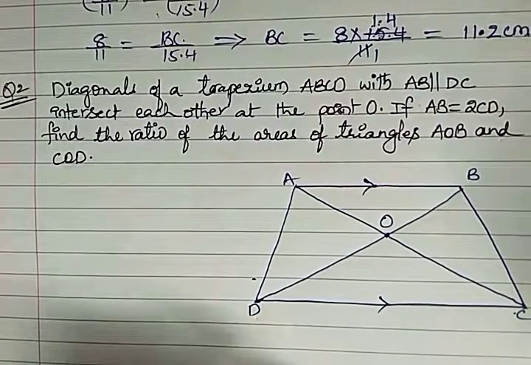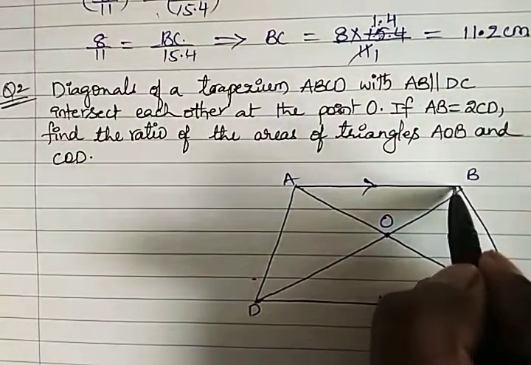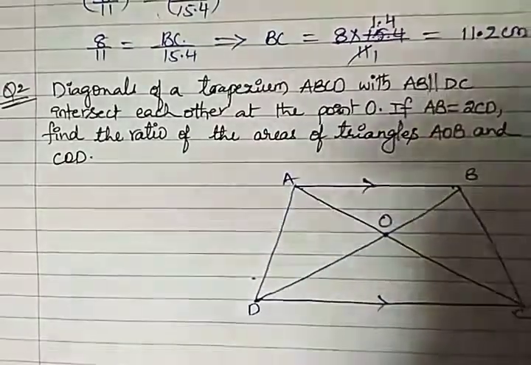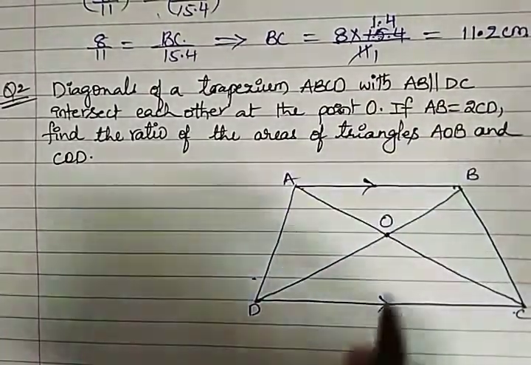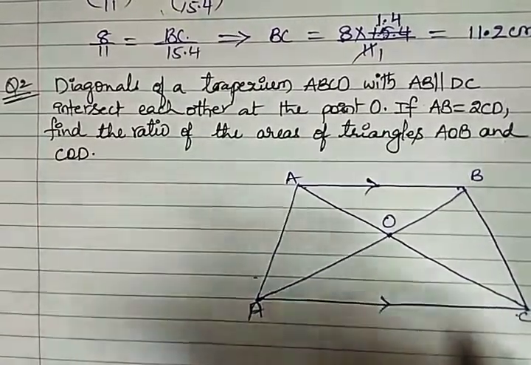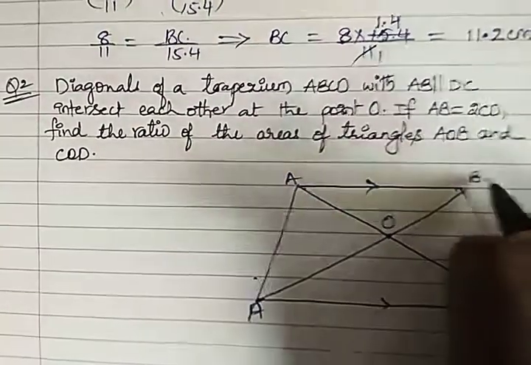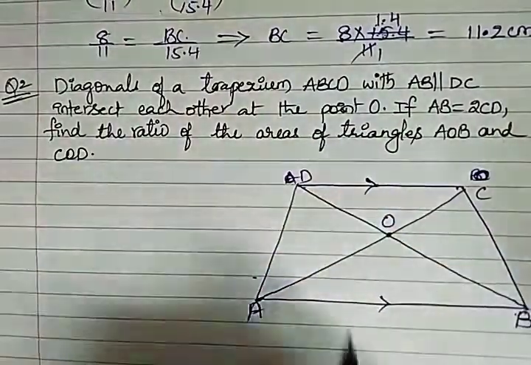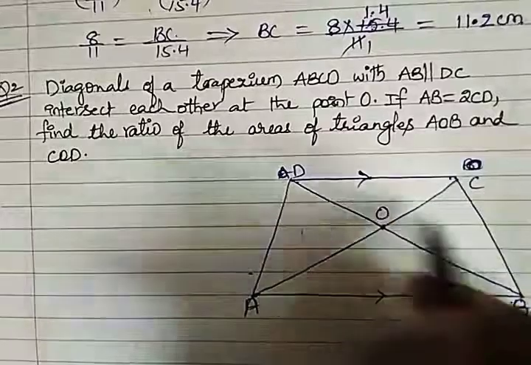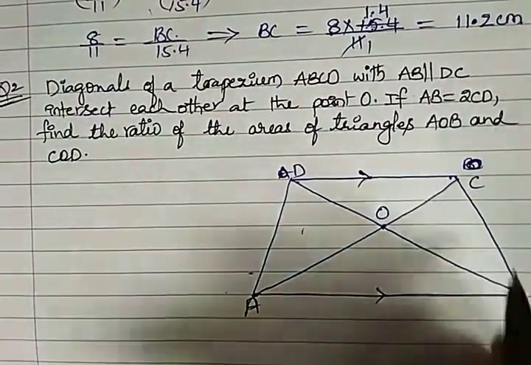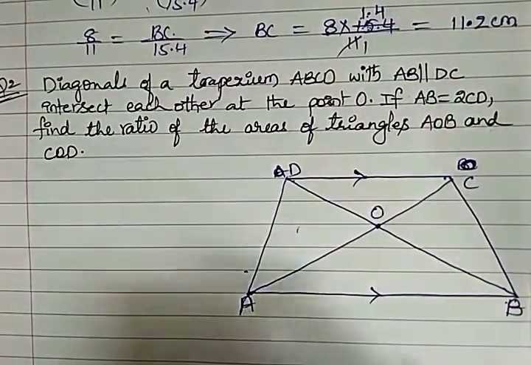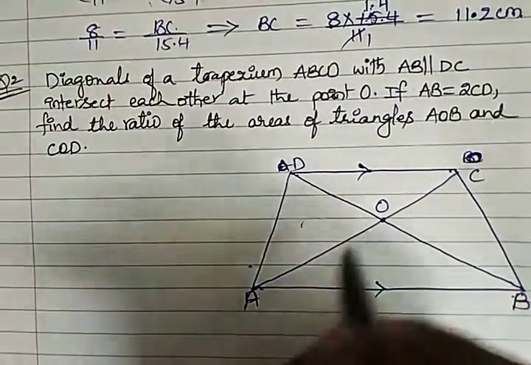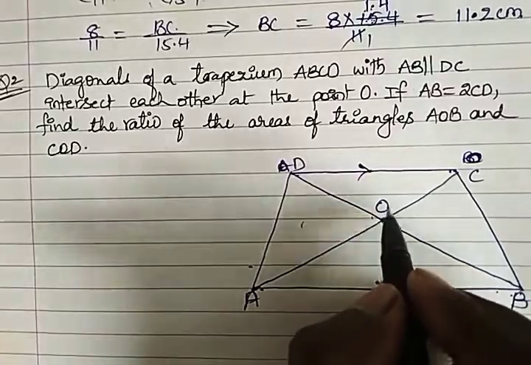If AB is equal to 2CD, that means AB is... just a minute. Okay, it is reverse. Let us take this as A, B, and this as C, and this as D. Because AB is twice of CD, that means AB should be greater. AB is twice of CD. Then find the ratio of the areas of triangles AOB and COD.